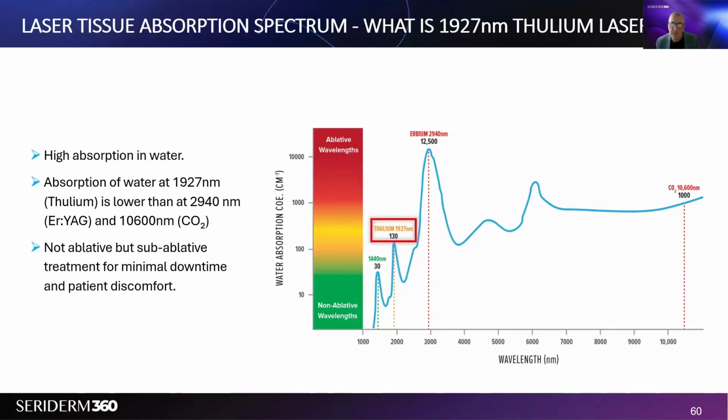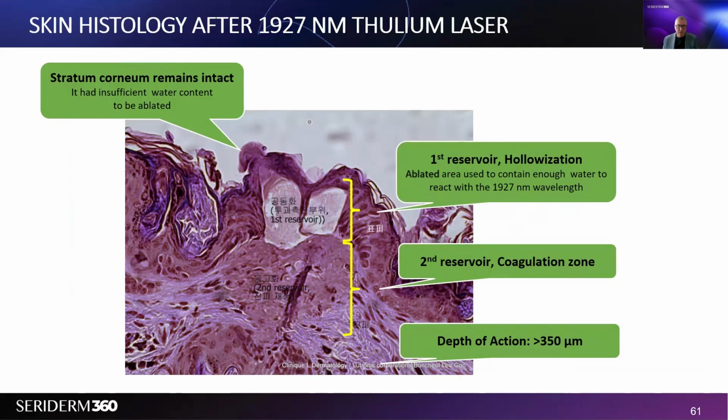So what is 1927? Why is it different? 1927 nanometer is the highest wavelength available that's non-ablative. So it's not ablative, it's not non-ablative, it's sub-ablative. And sub-ablative is really different. Sub-ablative is exciting because it creates these zones of ablation beneath the stratum corneum. When you fire the laser, this high absorption in the water creates these zones of ablation just beneath the stratum corneum. During this time, steam bubbles rise and create these tiny channels in the tissue.